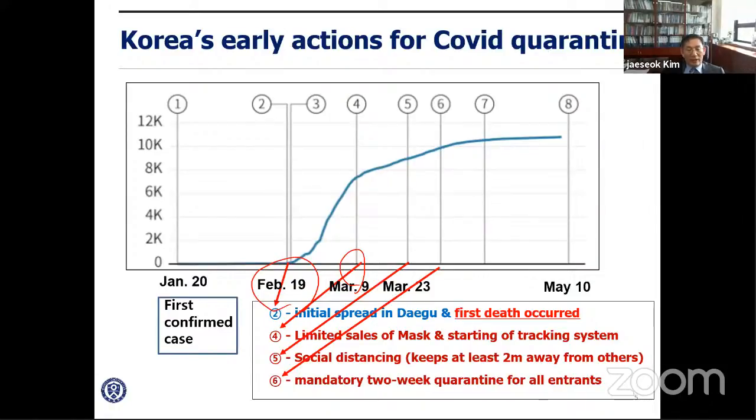In the second half of March, we started a social distance policy, which keeps at least 2 meters away from others. And then we also started a 2 week mandatory quarantine for all inbound travelers.